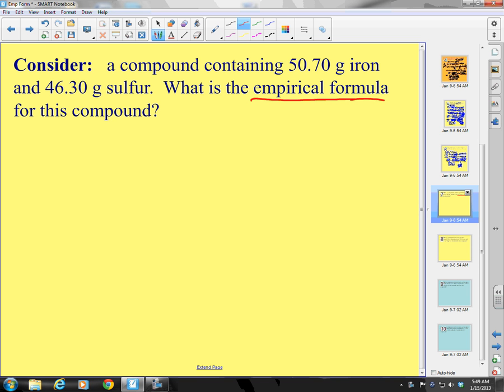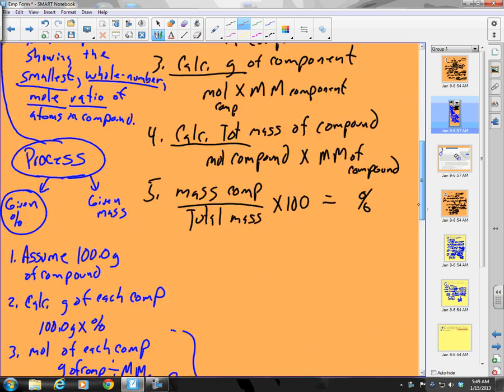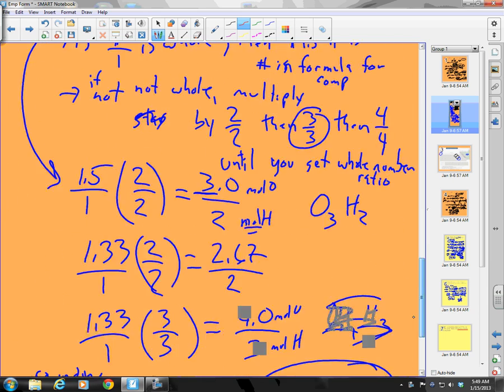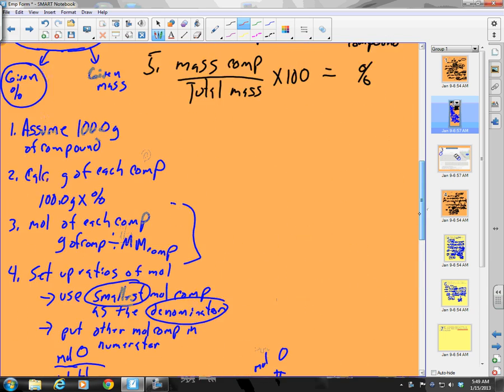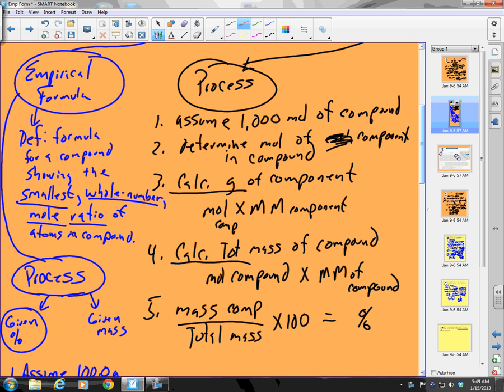Now, let us go back and check out our notes here about empirical formula. Oh, hey, there it is. It's in blue, isn't it? So what is the empirical formula? The empirical formula is a formula for a compound showing the smallest whole number mole ratio. That's what we're looking for. Smallest whole number mole ratio.